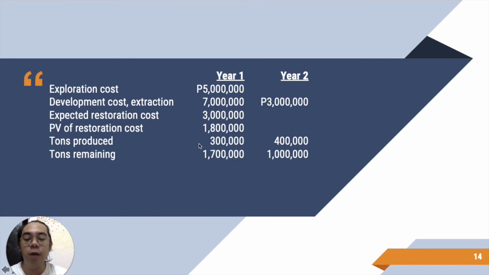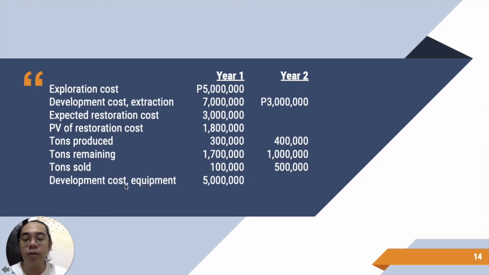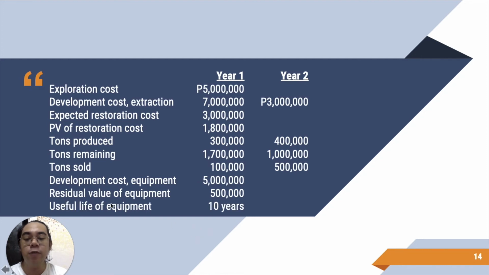Tons remaining, 1,700,000 for year 1, kaya ang total niya 2 million as what was estimated. Pero for year 2, ang tons remaining ay 1 million na lang. The tons sold is 100,000 for year 1 while 500,000 for year 2. And development cost, which is related to equipment, is 5 million pesos. Residual value of equipment is 500,000. And useful life of equipment is 10 years. So these are the requirements.